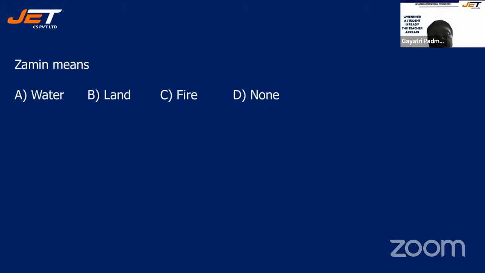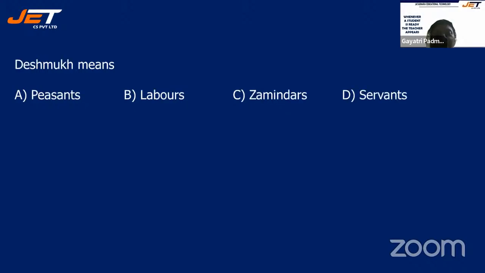We have: Zameen means dash. If you know Hindi, then this question is very simple, because in Hindi, Zameen means the same thing. That is why this word has come. So Zameen means land. All right, let's move on to the next question.